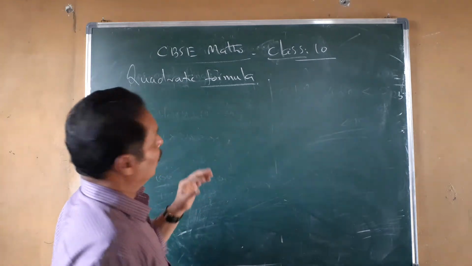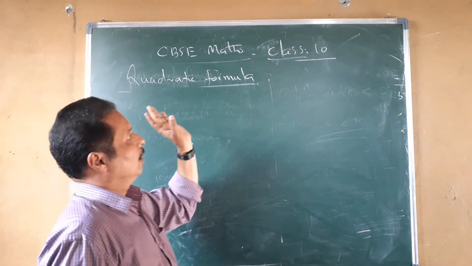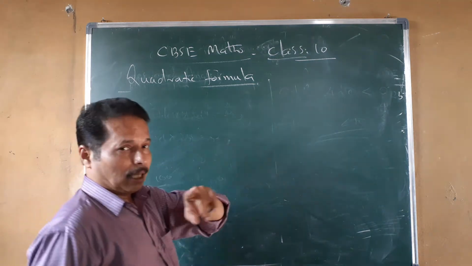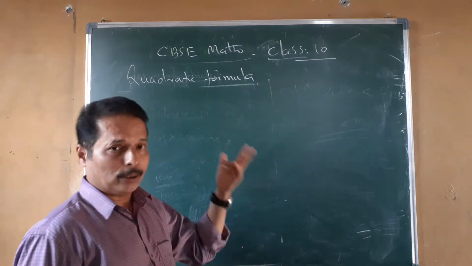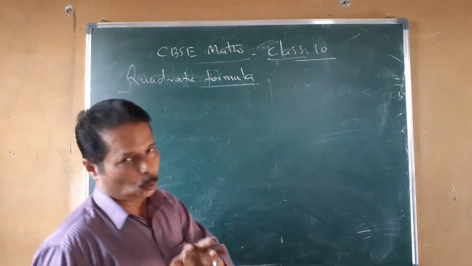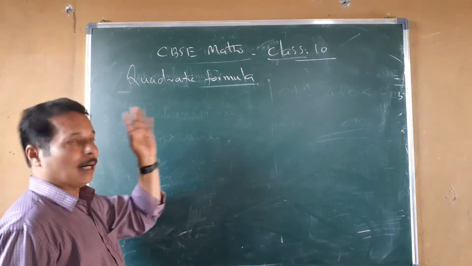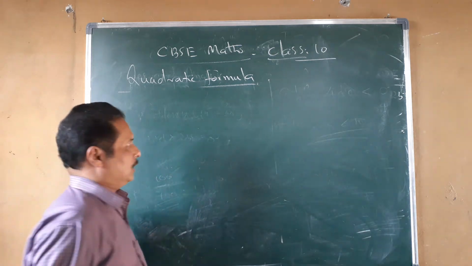Look here. Yesterday we discussed how to find the value of k if there are two distinct real roots, two equal real roots, and no real roots. Now, another type of word problems and some other problems related to the quadratic formula. Come on, write it.